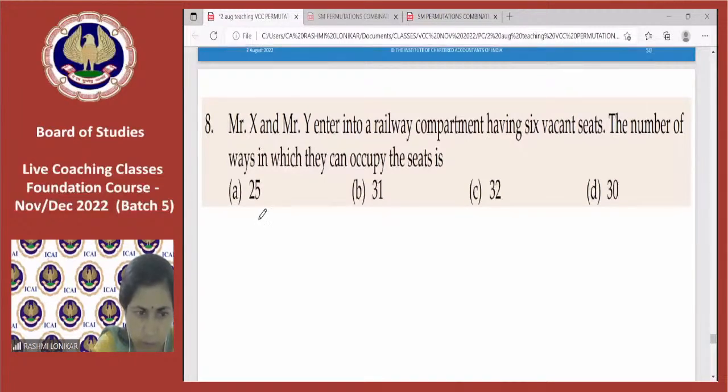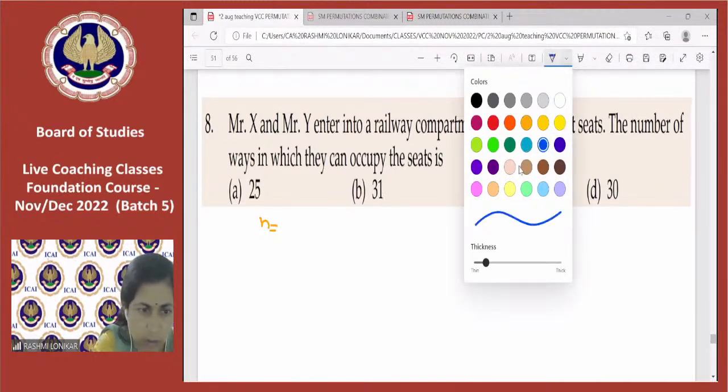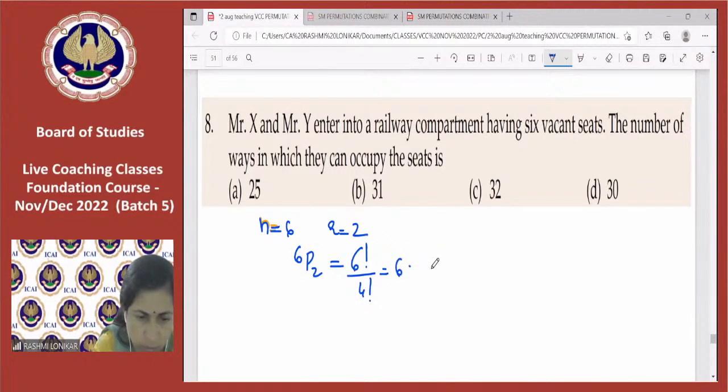Okay. n is equal to 6, r is equal to 2. So the number of ways in which they can occupy is 6P2. So 6 factorial upon 4 factorial. So this is 6 into 5, which is equal to 30.